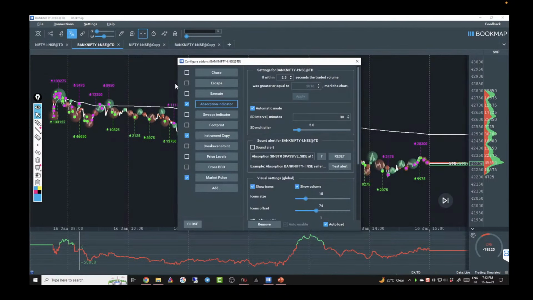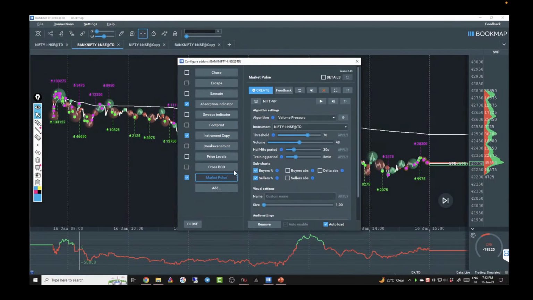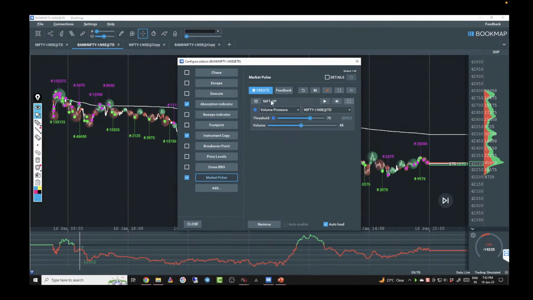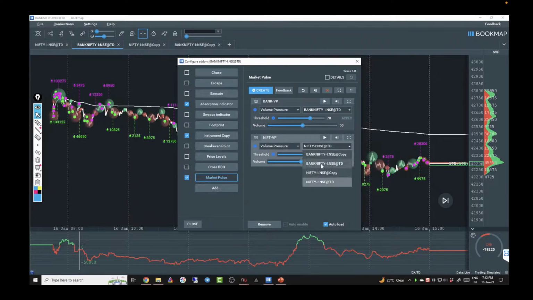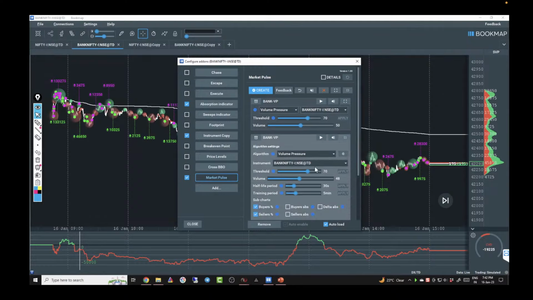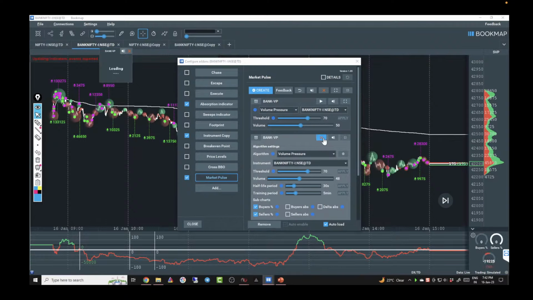So again, add market pulse indicator for this as well. The beauty of this indicator is that you can monitor multiple instruments at the same time. For example, if I create one more indicator over here, volume pressure, instead of Nifty, I would like to keep it as Bank Nifty, and threshold and everything is same. Half life period and 5 minute. Again, if I click on play, all right, so it will automatically calculate and it shows the sub chart.